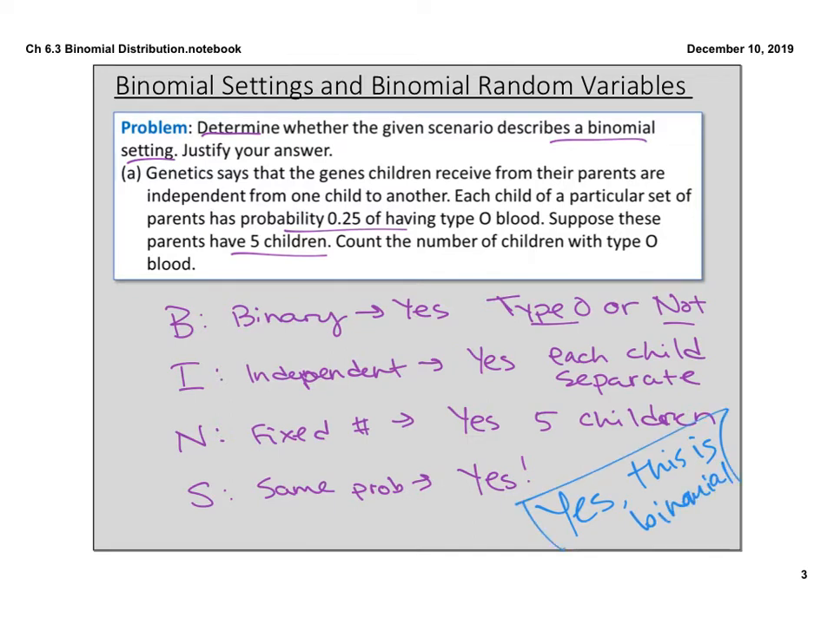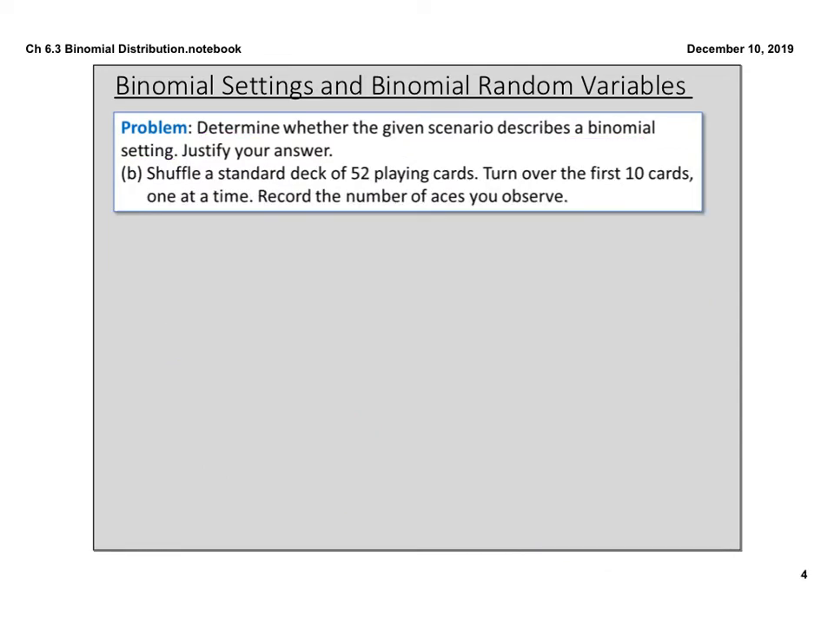Okay, let's try the next one. Shuffle a standard deck of 52 playing cards. Turn over the first 10 cards one at a time. Record the number of aces you observe. All right, so let's check the BINS. B, that's binary, meaning success or failure. And the answer there is yes, because it's either an ace or not. There's your success, there's your failure.